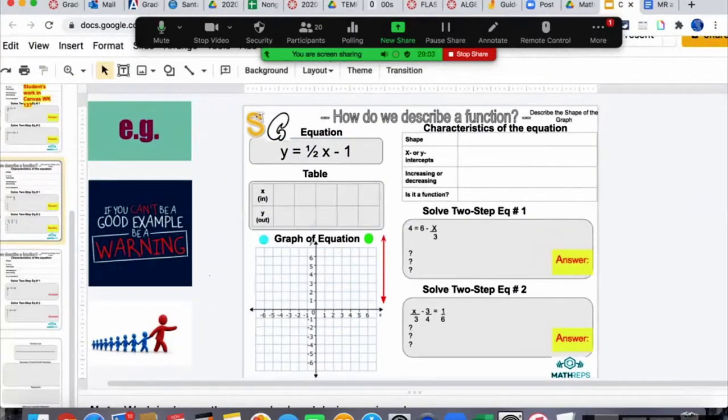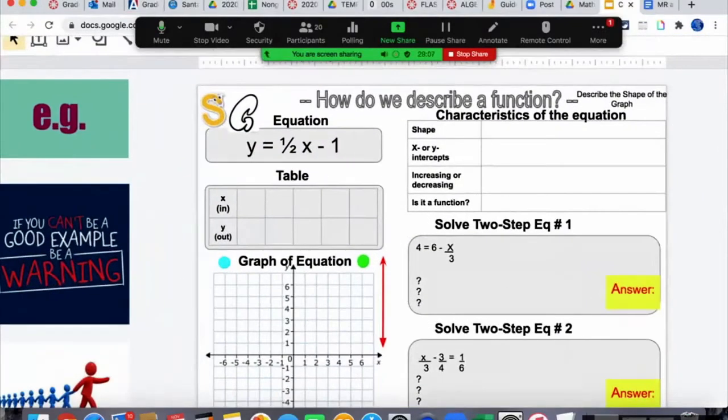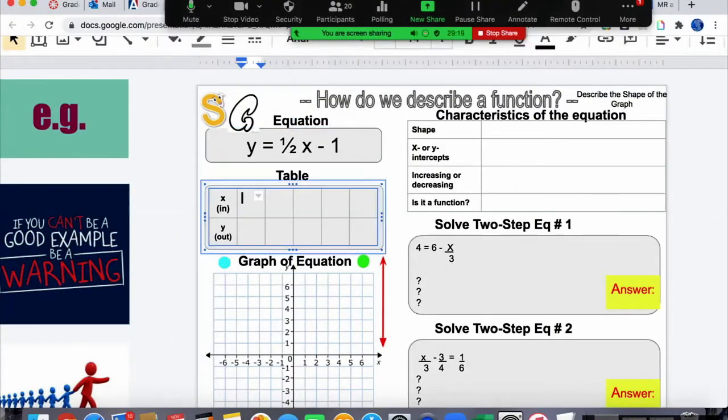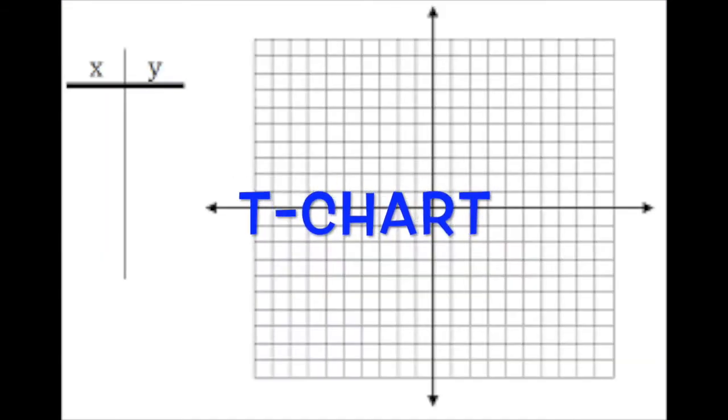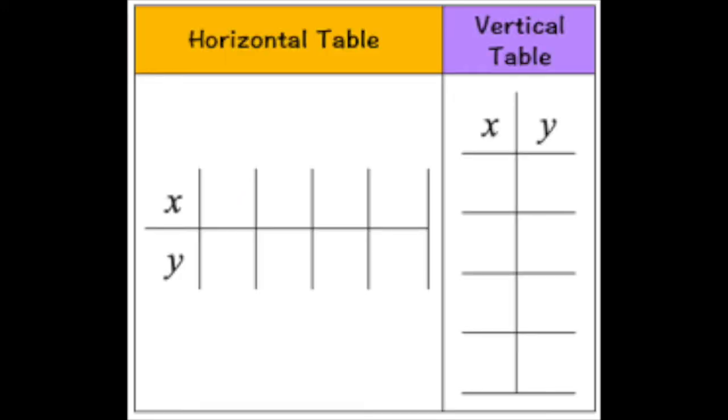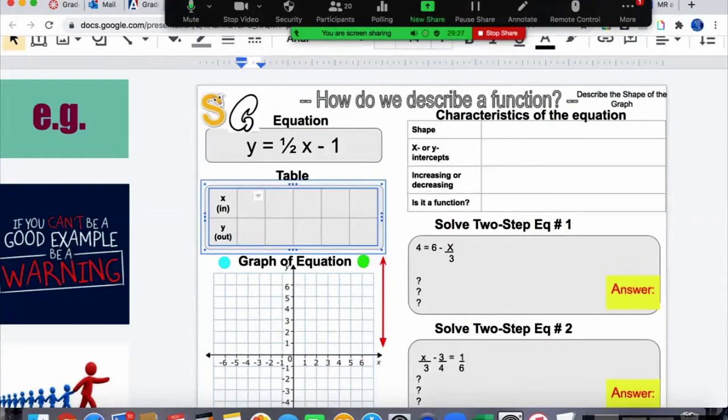So let me see if I can zoom it in. We have the equation of 1/2 x minus 1, the table or point x and y. The XY chart or table can also be called a T chart, and it can be vertical or horizontal. This is the XY chart that we are going to fill out.